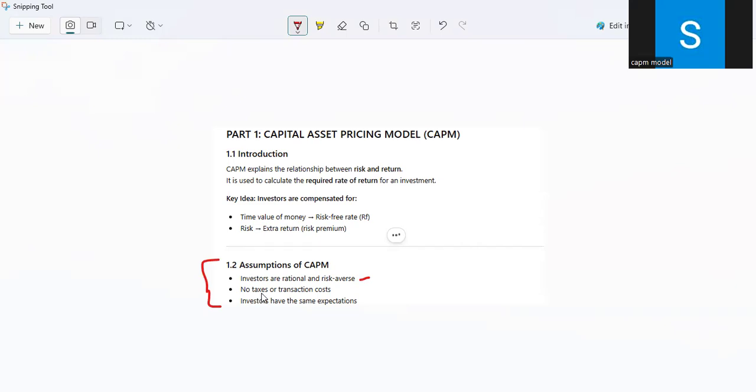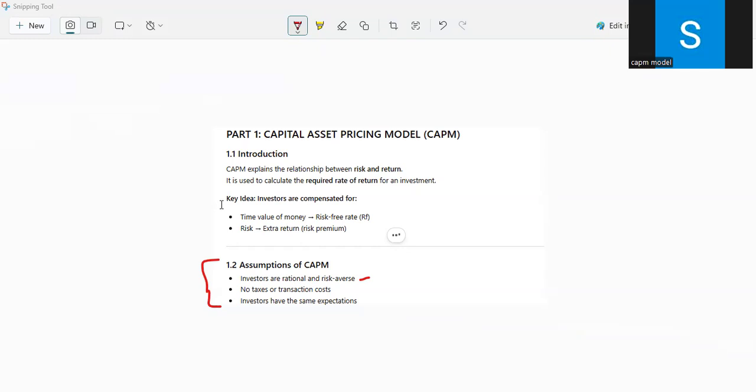The CAPM model also assumes that no taxes or transaction costs exist. The CAPM model also assumes that investors have the same expectations. So we are going to look at the CAPM model, which is used to measure risk.